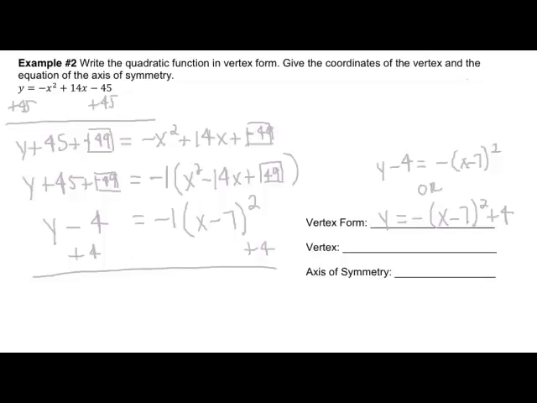So again, if we look at our function, our h value is 7 and our k is 4, so our vertex is (7, 4). The axis of symmetry again is the x value, so the axis of symmetry is x equals 7. So again, to get from standard form to vertex form, we have to complete the square. That will get us into vertex form so we can easily see where the vertex is located in our function.